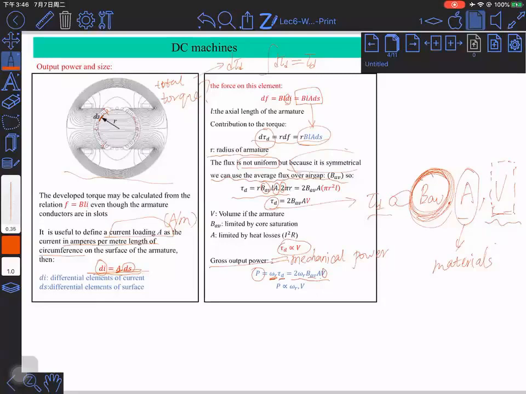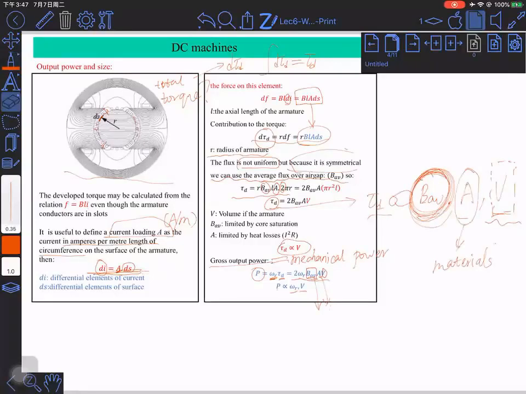And as we said, assume we are using copper in the wire, with a fixed material and fixed cooling conditions. Usually the current density has an upper limit, and we also have comparatively a narrow range of changing, increasing the average flux density. But what we can do is to increase the volume or the speed to increase the power.